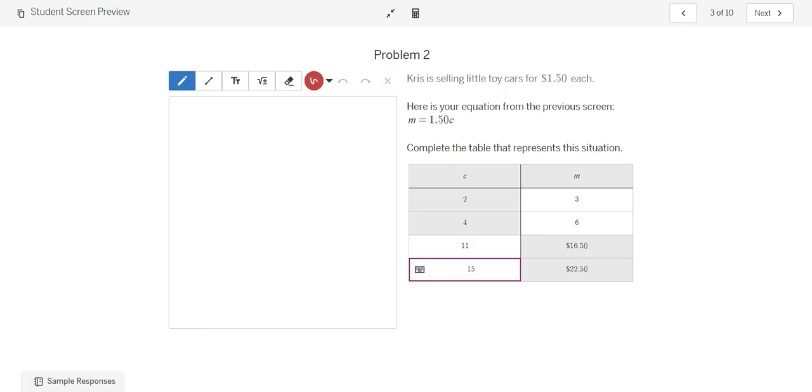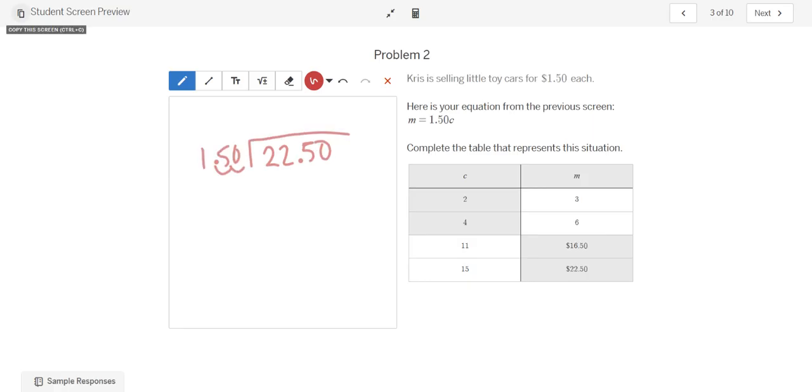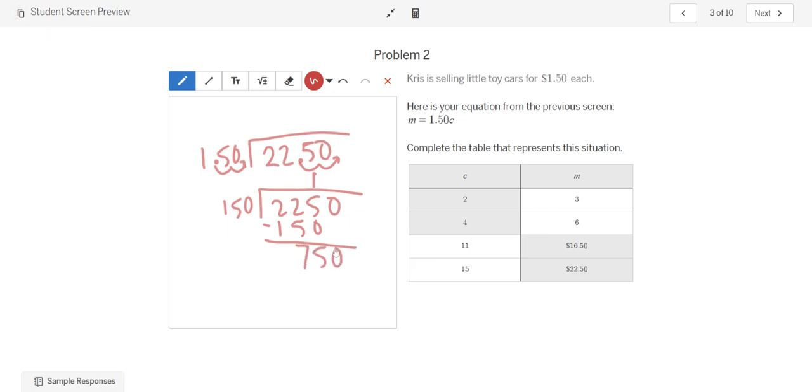Let's try. This is the math I'm doing: 22.50 divided by $1.50. I go once, twice, and so 150 into 2250. One of those is 150. Subtract, it's 750. 150 goes into that 5 times. So yeah, 15.